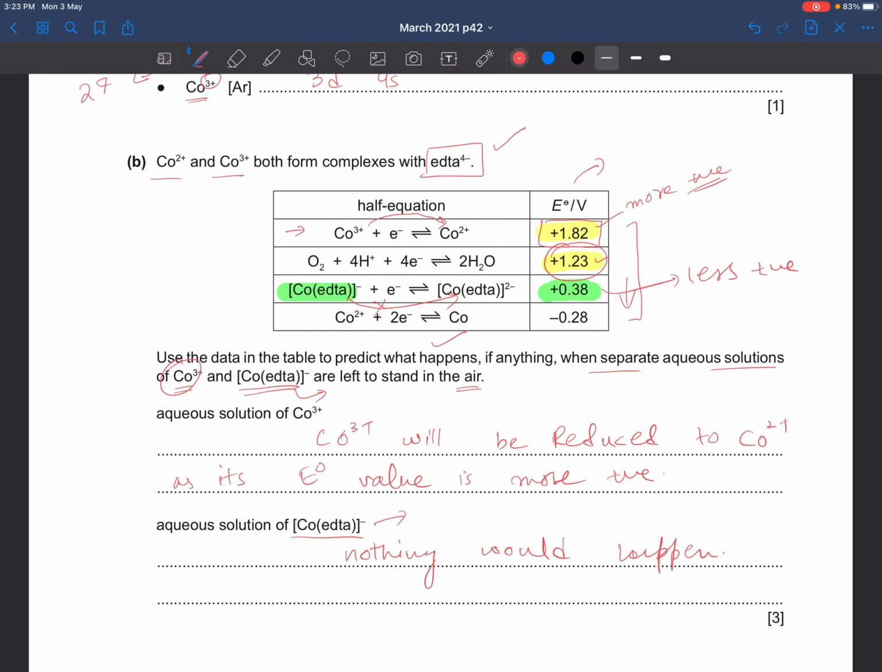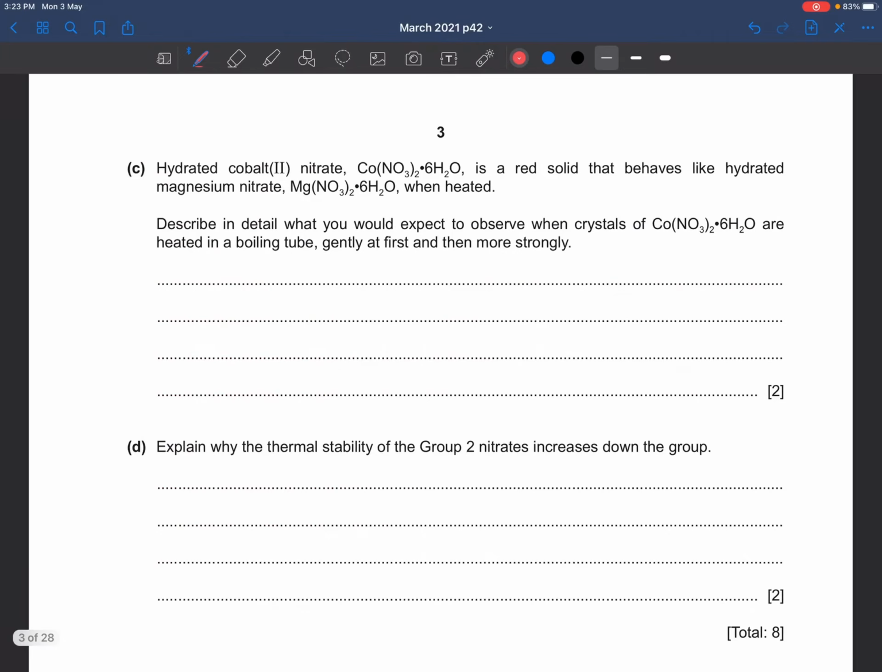All right. Now the next question is: hydrated cobalt 2 nitrate is a red solid that behaves like hydrated magnesium nitrate when heated, right? Describe in detail what you would expect to observe when crystals of this hydrated cobalt 2 nitrate are heated in a boiling tube gently at first and then more strongly. So we just have to heat this hydrated cobalt 2 nitrate.